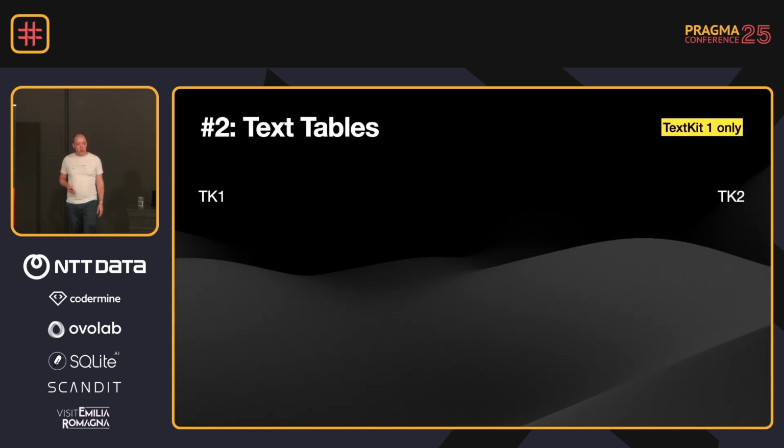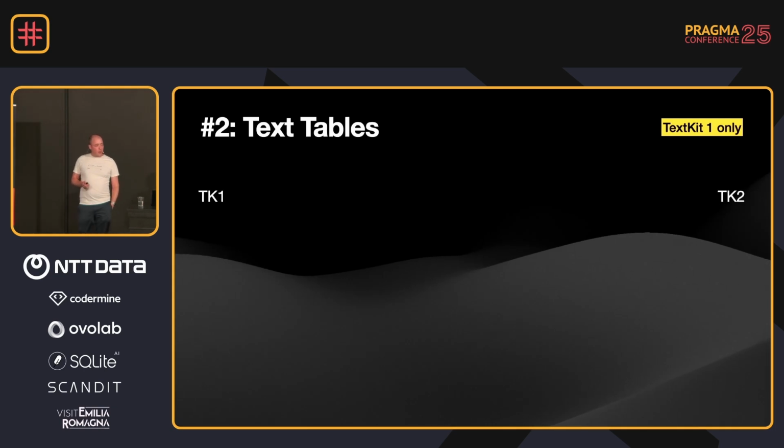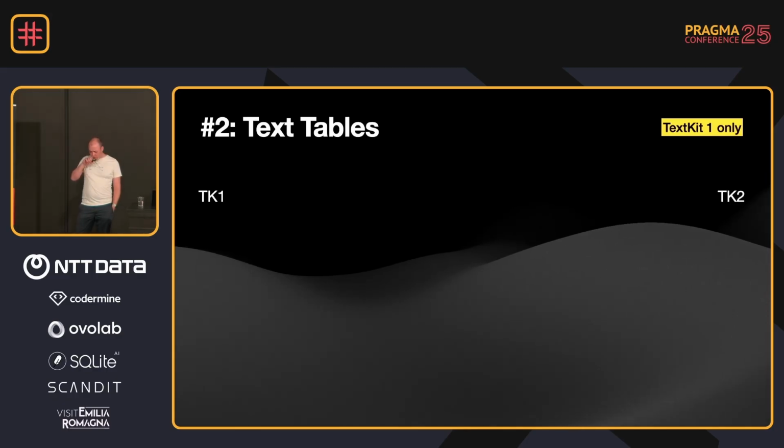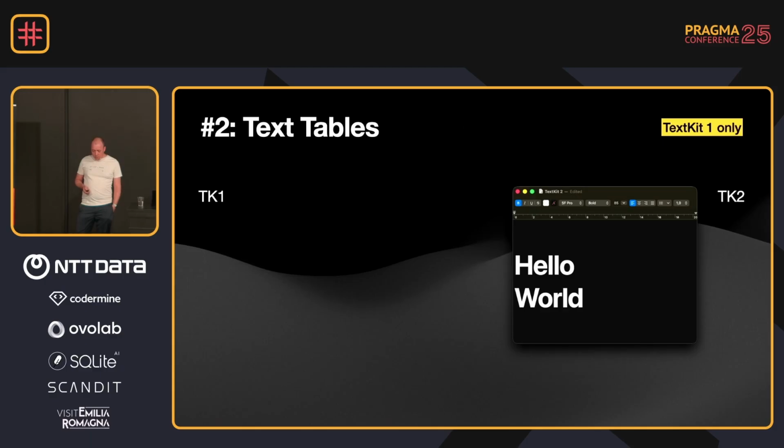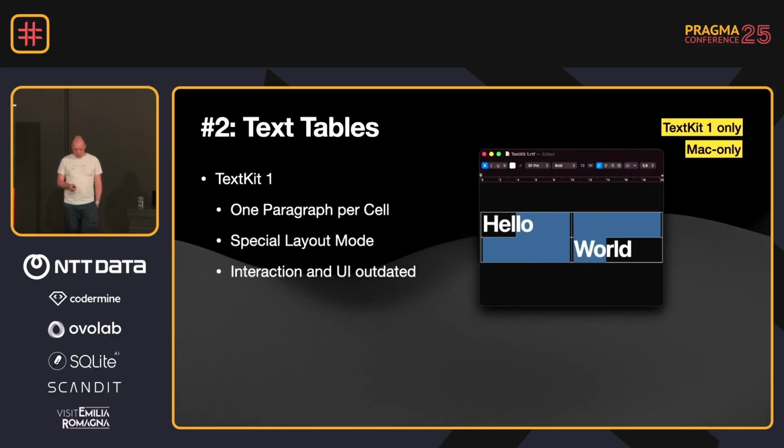Right. Okay. Number 2, text tables. TextKit 1 only as well. Wow, so many TextKit 1 only things. So if you have this kind of text and you go, it's too fast.